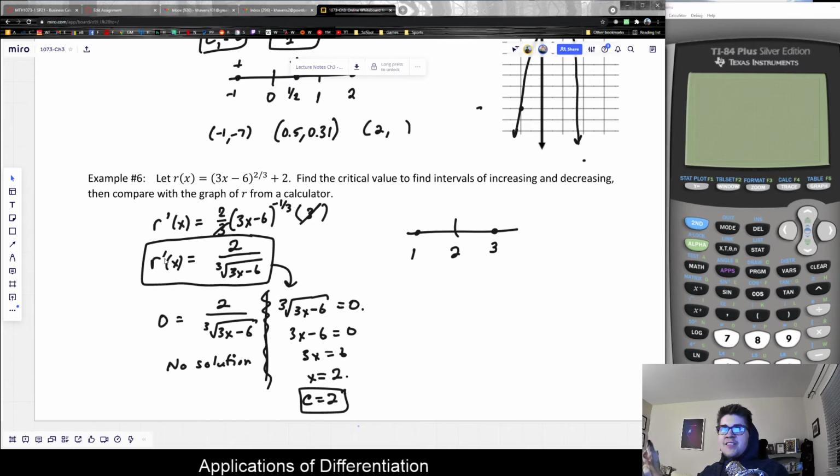But we want to check the value in the derivative.